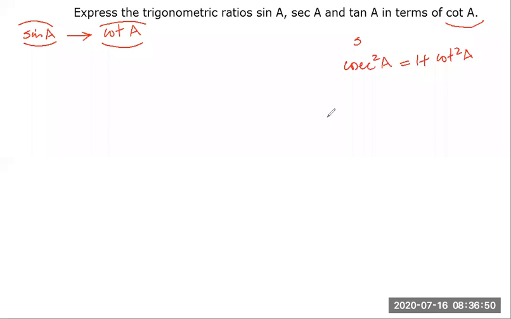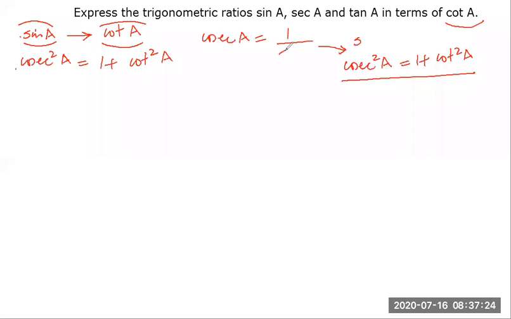So students, we have the third identity, cosecant square A is equal to 1 plus cot square A. We can use this identity to convert sin A into cot A. So we will write this identity, cosecant square A is equal to 1 plus cot square A. How can we convert cosecant into sine? Very simple. You know, cosecant A and sine A are reciprocal. Cosecant A is equal to 1 by sin A.